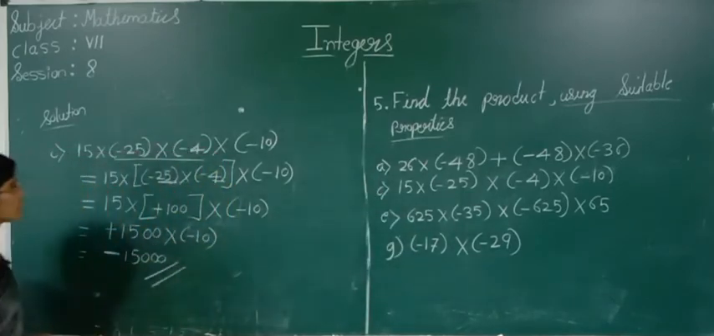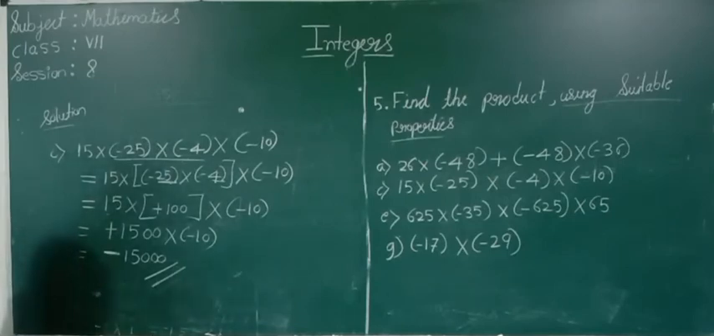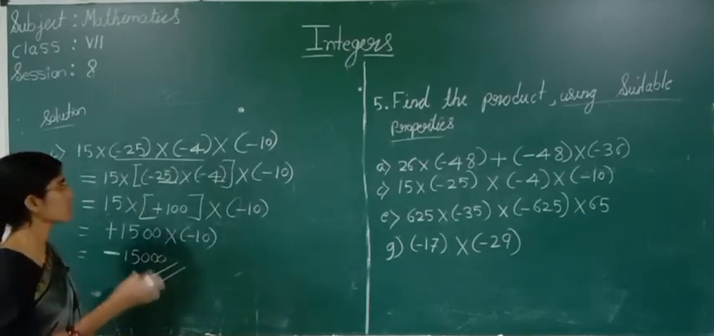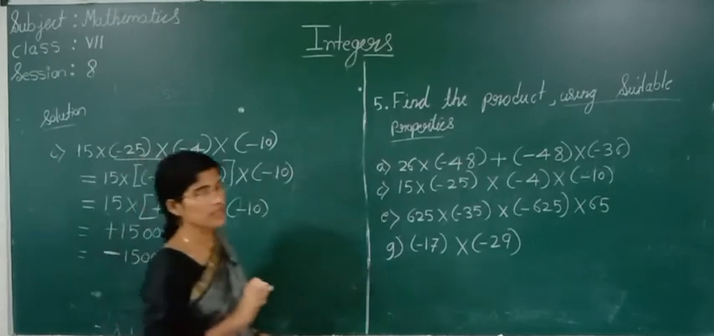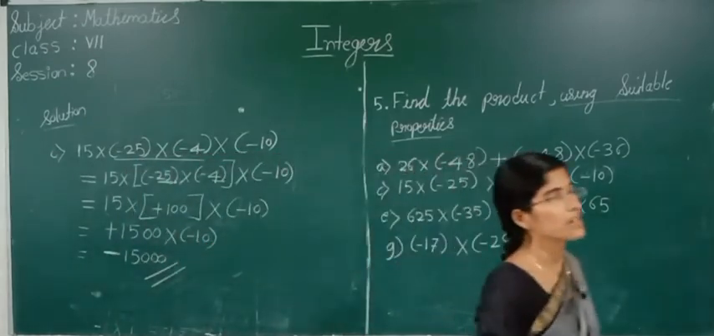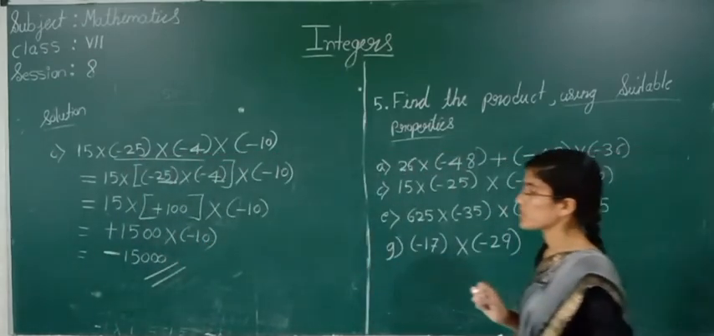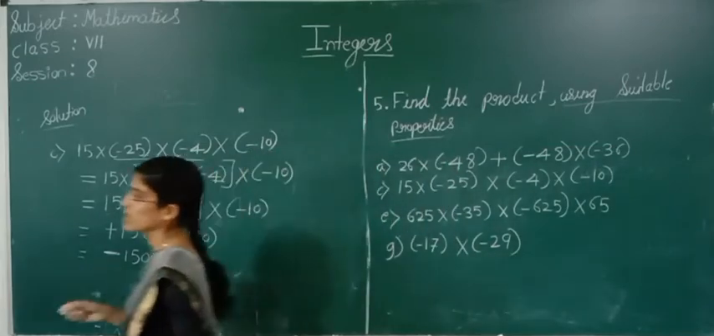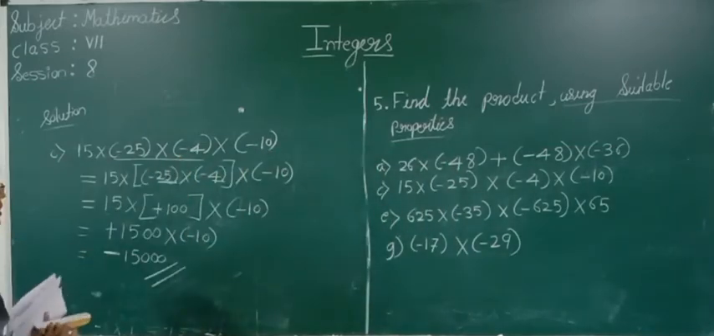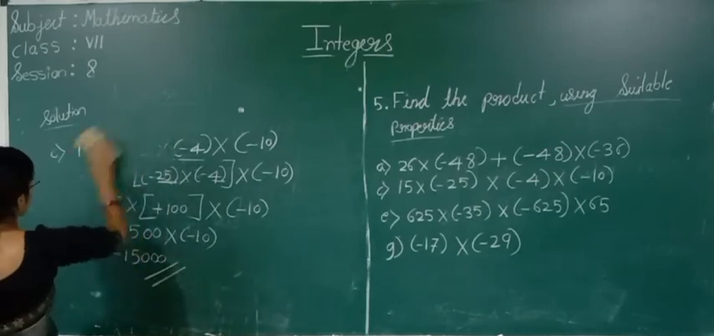Which property we have used here? You may ask me. The thing is that we have grouped here. Then we have grouped the terms. Yes or no? We have grouped the terms here. Next we will see E1.